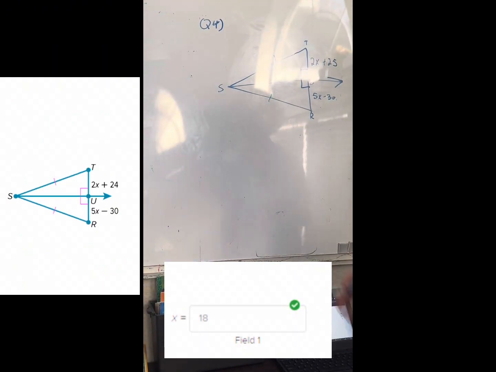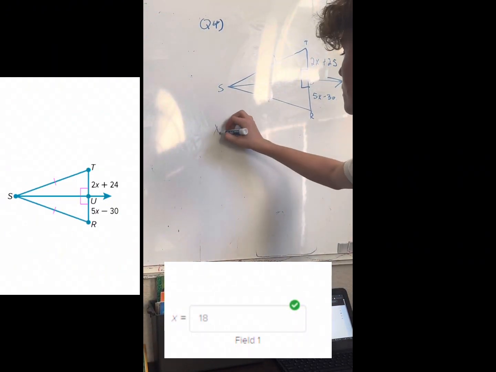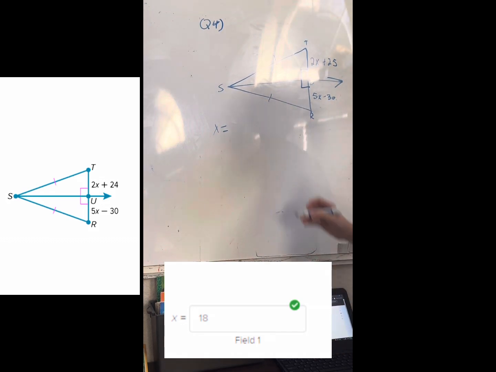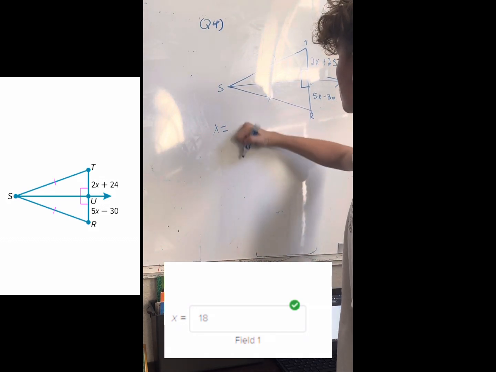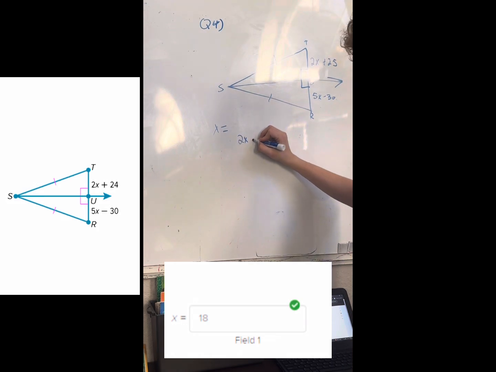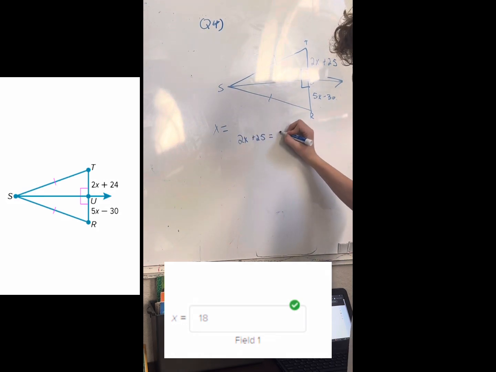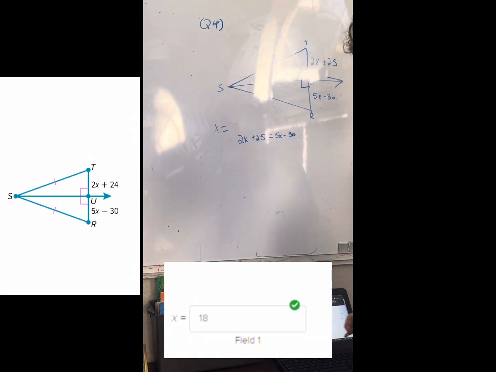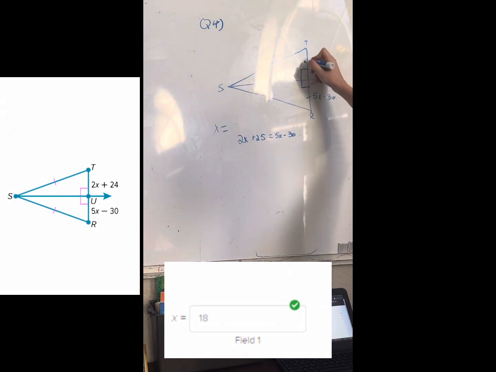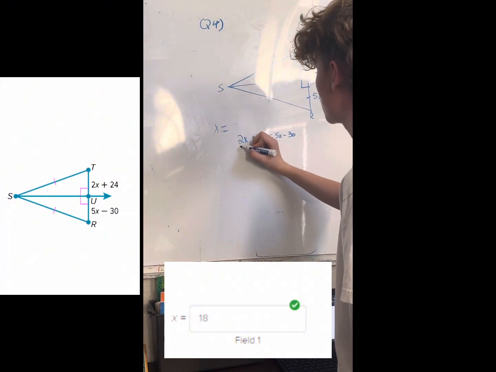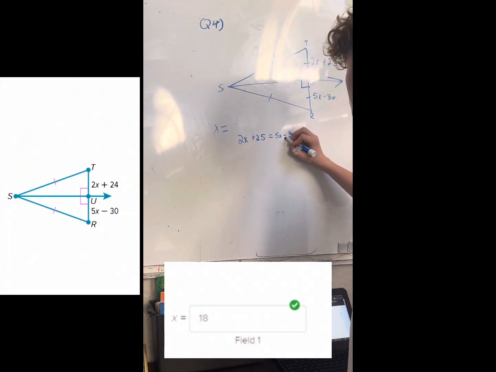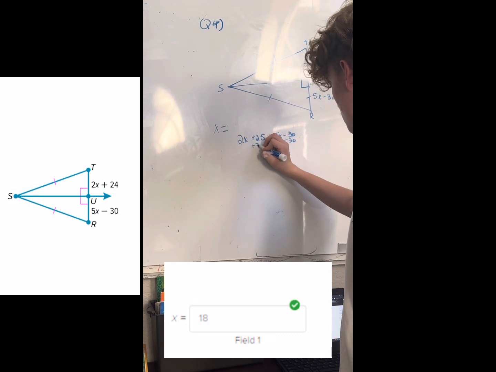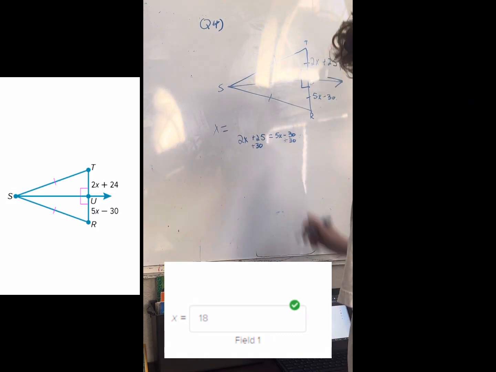So this one's incredibly similar to the other one. We're looking for x. This is number 4, by the way. So we've got 2x plus 25 equals 5x minus 30. Also, for the last question and this one, I would like to clarify that the reason we're doing this is because both sides are equal, right? Because of the hypotenuse being equal and the right angle. So we're going to do plus 30 on both sides, which gets you 55.